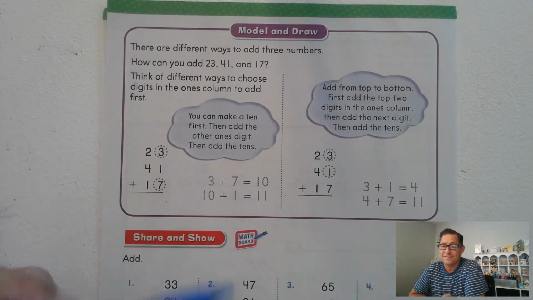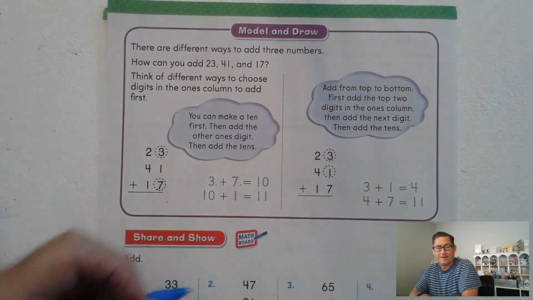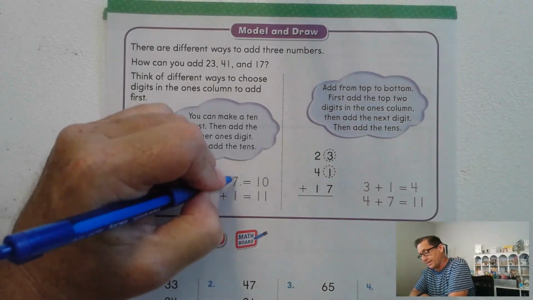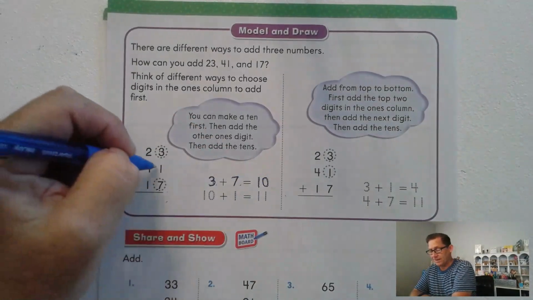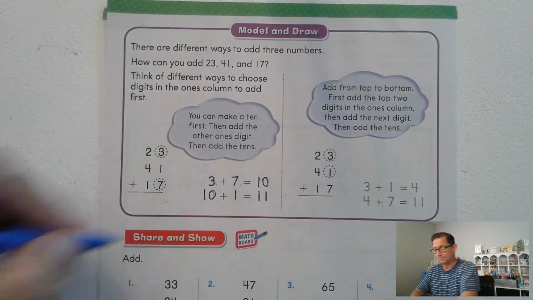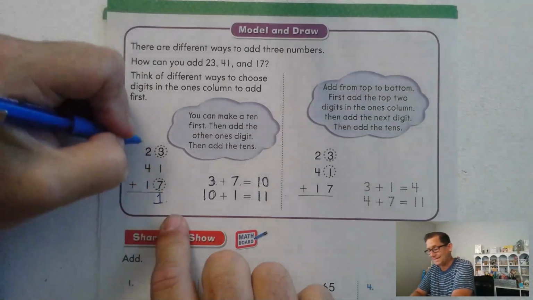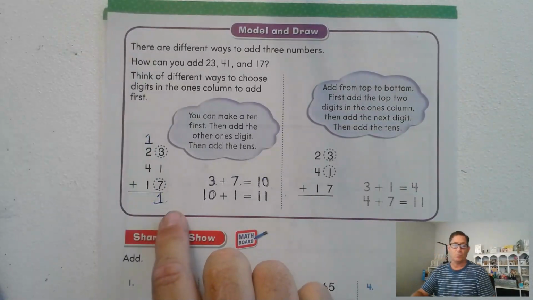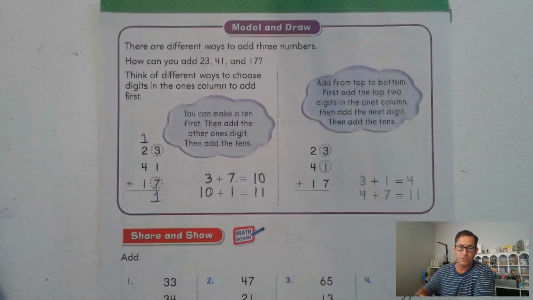Then we can go back and add the tens. So here, 3 plus 7 would give me 10, right? 3 plus 7, 10. And then we'd have to add 1. 10 plus 1 is 11. Well, we know 11 consists of 1 ten and 1 one. So we have to regroup 10 of the ones for a 10.